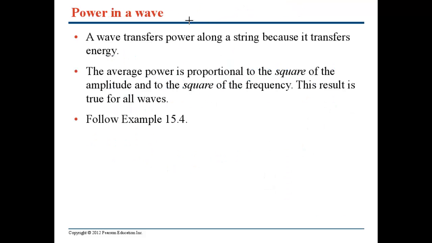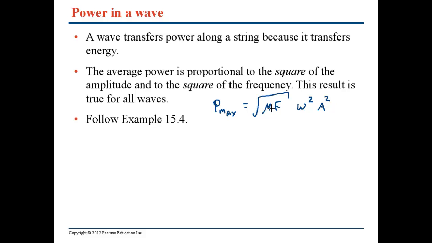Now, we know that waves are going to transmit energy. That also means that they're going to transmit power. And it turns out that we can write their maximum power as the product of first the square root of their average mass multiplied by the tensional force in, say, the wire, multiplied by the frequency squared multiplied by the amplitude squared. And this relationship is going to be true for all waves.